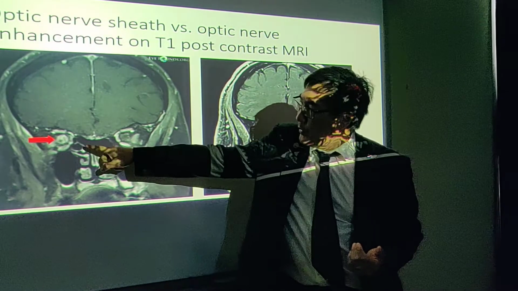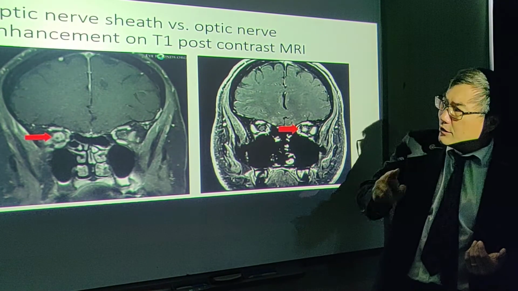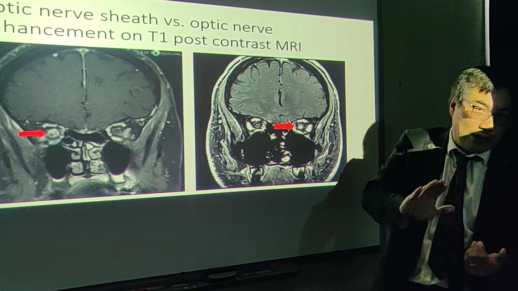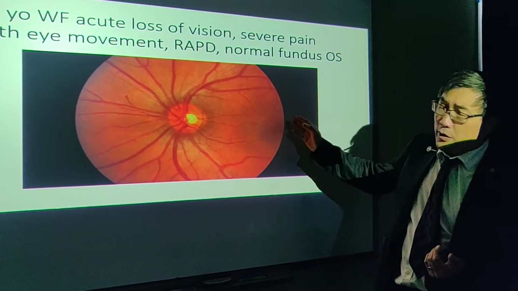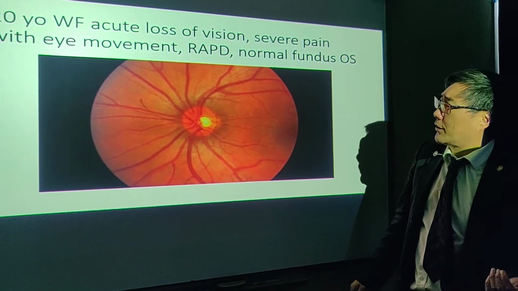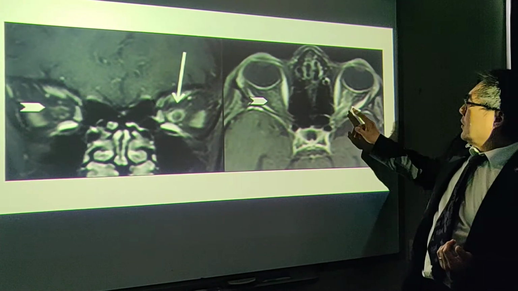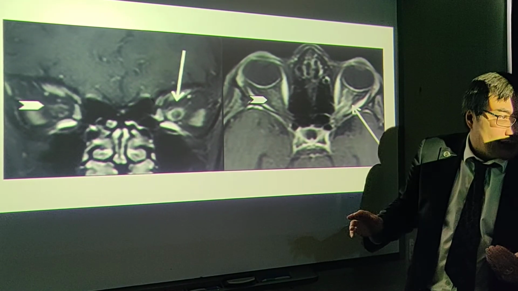So you can see here this black thing in the middle is the nerve, and the sheath is what's enhancing, and that's perineuritis versus when the nerve itself is enhancing. So when we see the enhancement, we want to know, is it in the nerve or around the nerve? So going back to this patient who has the retrobulbar optic neuritis, if it's the sheath rather than the nerve itself, that's perineuritis in the acute setting.